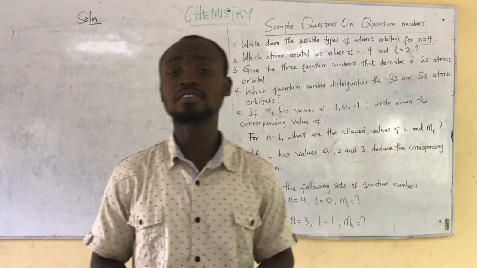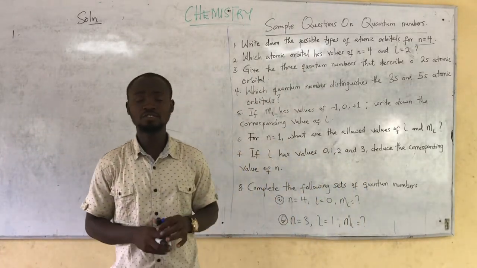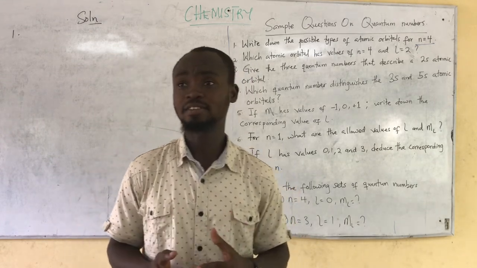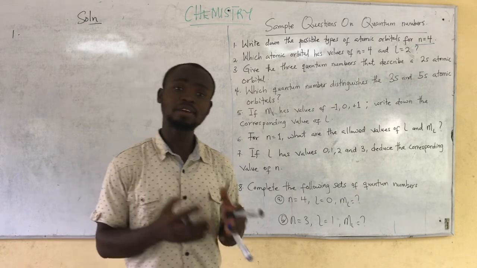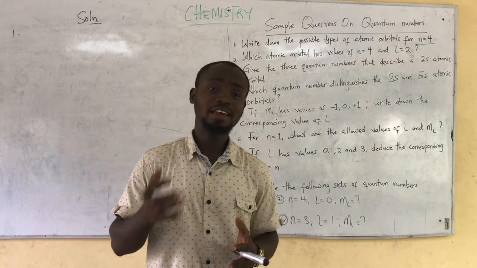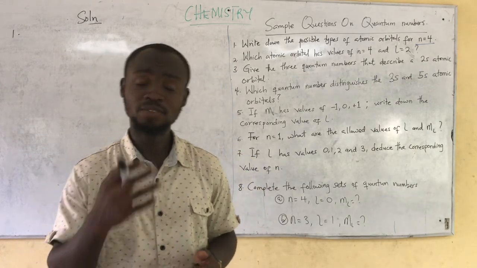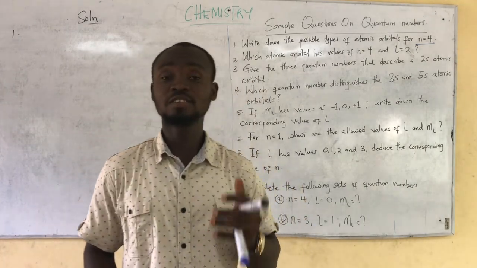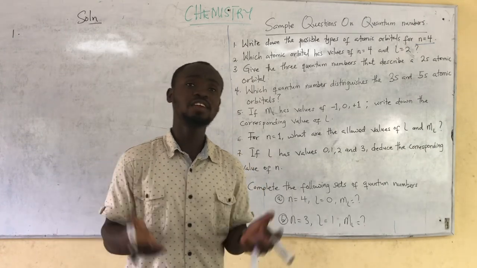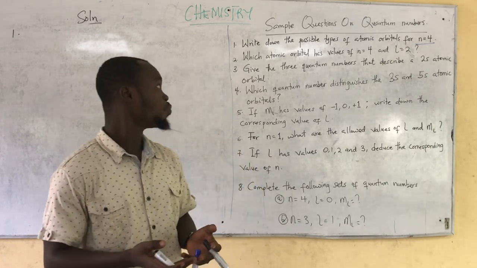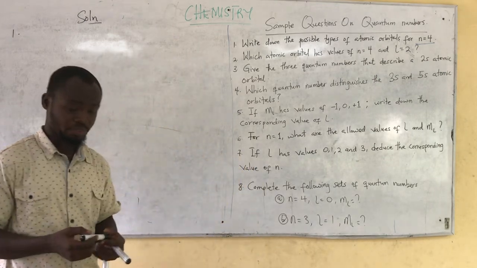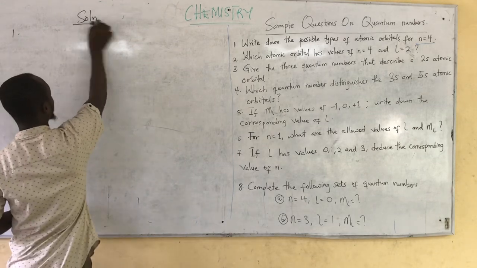In this lesson, we're going to look at some sample examinable questions on quantum numbers. In our previous lessons, we learned about quantum numbers and atomic orbitals. We learned about the principal quantum number, denoted by n, the azimuthal quantum number denoted by l, the magnetic quantum number denoted by ml, and then the spin quantum number denoted by ms. But we didn't solve any questions under that aspect. So in this lesson, we are going to look at 8 sample examinable questions on quantum numbers. So now let's go through them one after the other.